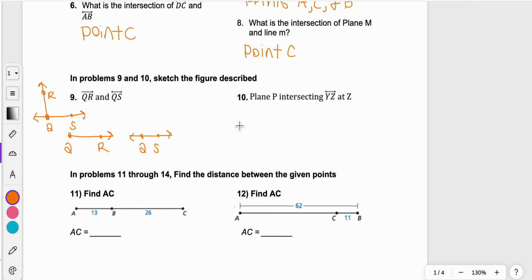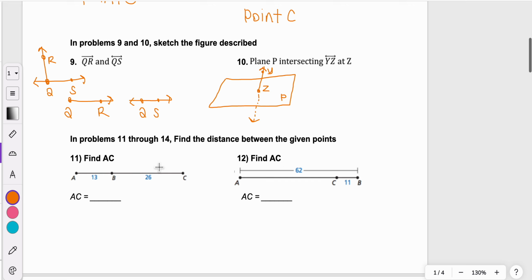Plane P intersecting YZ at point Z. So a few ways you can do this. I just decided to start with plane P. So labeling this as plane P, uppercase P in the corner, and then line YZ. So I'm just going to make that line go, quote unquote, through the plane. So there's my line going through the plane. Let's say point Y is up here, and then point Z is the one that's going through the plane.